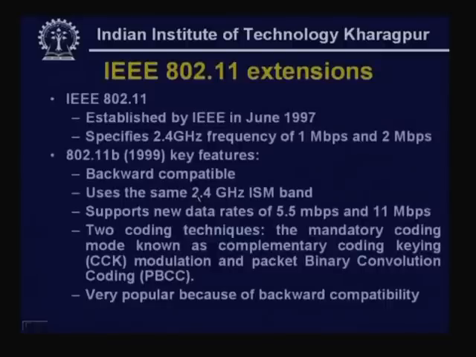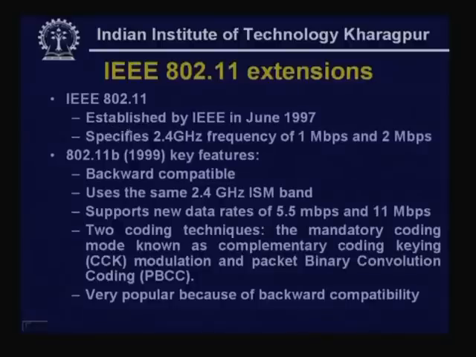Now, as I mentioned, the 802.11 has been extended in various directions. It was established in June 1997, which specifies the 2.4 gigahertz ISM band and a data rate of 1 megabit per second or 2 megabits per second, and it was extended to IEEE 802.11b in 1999, having the following key features. It is backward compatible with 802.11. It uses the same 2.4 ISM band.